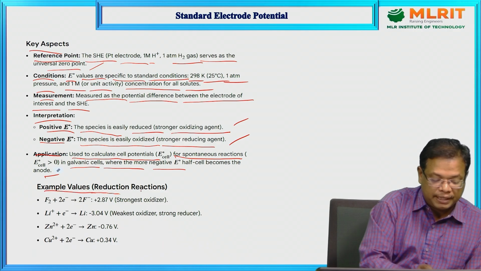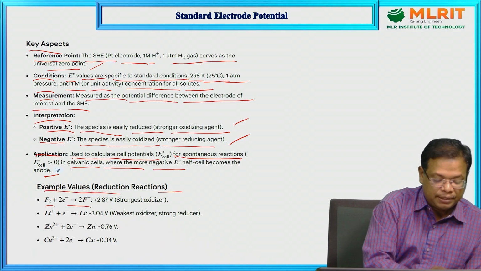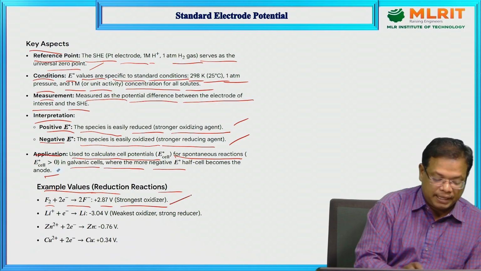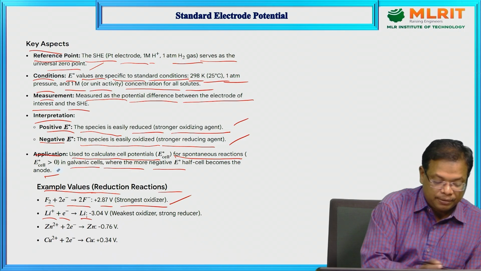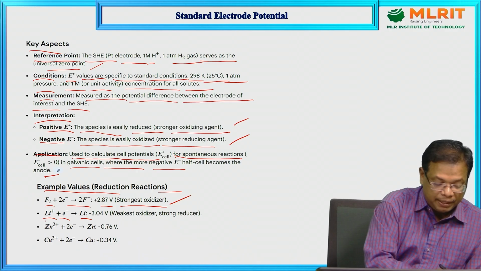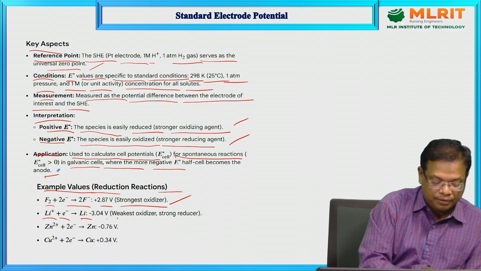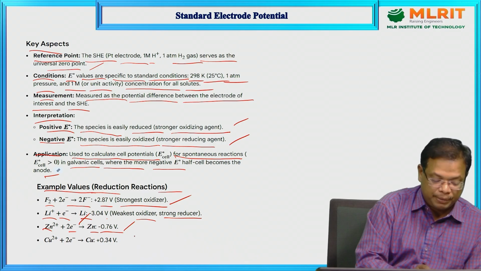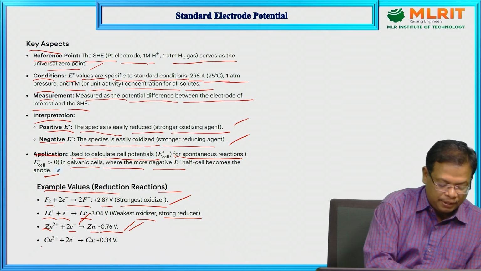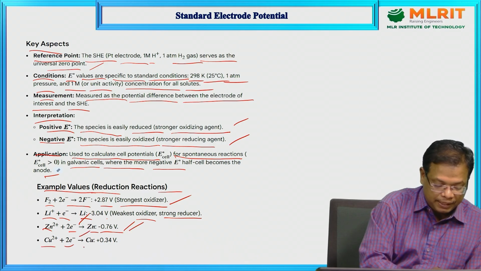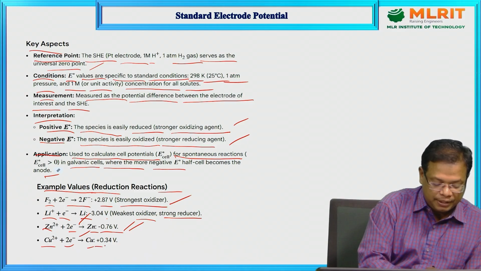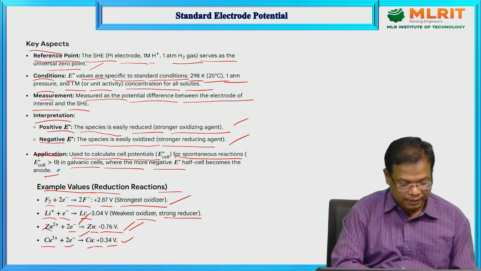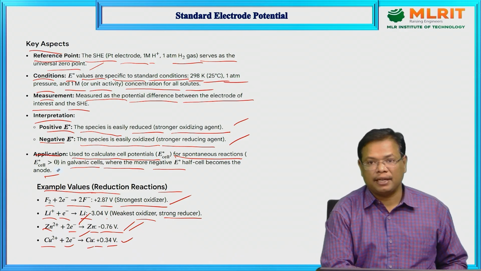Examples of values for reduction reactions. F2 plus 2 electrons gives rise to 2F minus, plus 2.87 volts, the strongest oxidizer. This is one of the examples. Li plus an electron gives rise to Li, a reduction happening, at minus 3.04 volts, the weakest oxidizer and strongest reducer. Zn2+ plus 2 electrons gives rise to Zn, and the measured value is minus 0.76 volts. Copper 2+ plus 2 electrons gives rise to Cu, plus 0.34 volts. These are the measured values for the spontaneous and non-spontaneous reactions.